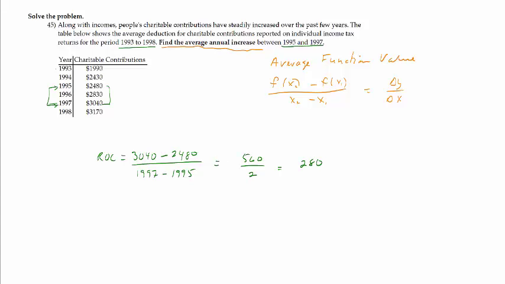Okay, but now I've got to think about what's the label on these, because that's going to be really important too. So remember, I took the change in the y's. So I took the change in these two right here. What's that being measured in? That's in terms of dollars. And then I subtracted it from these here. That was in years. So my label is going to be dollars per year. So the average annual increase is going to be $280 per year. And that's my average rate.